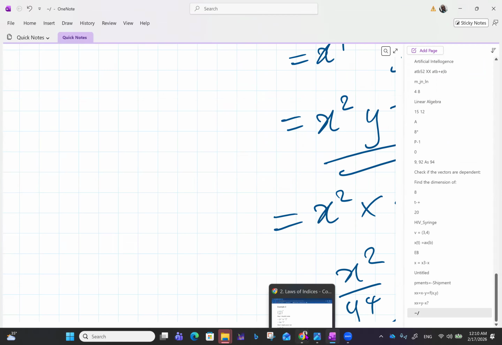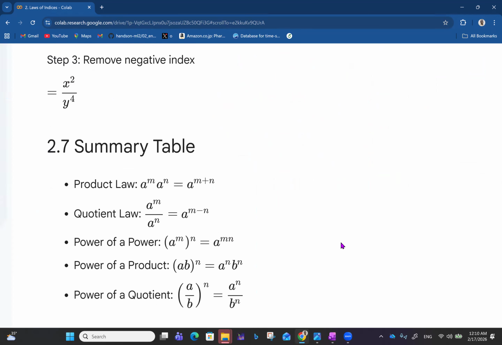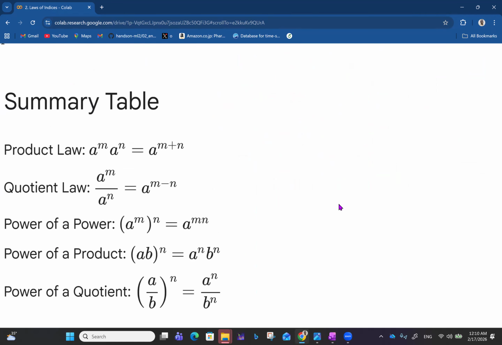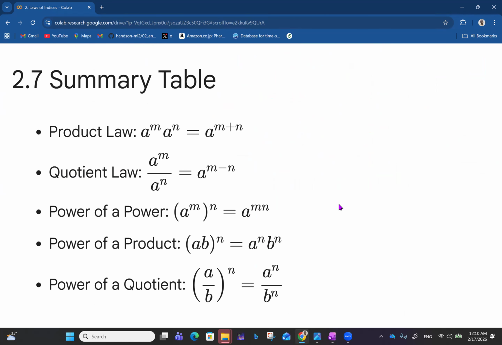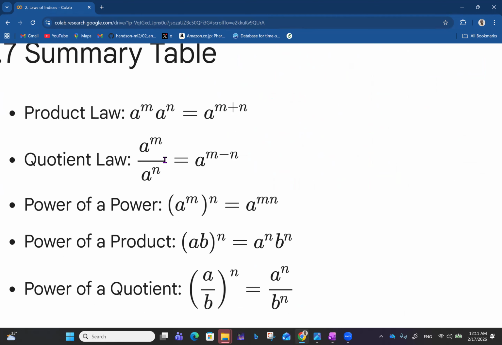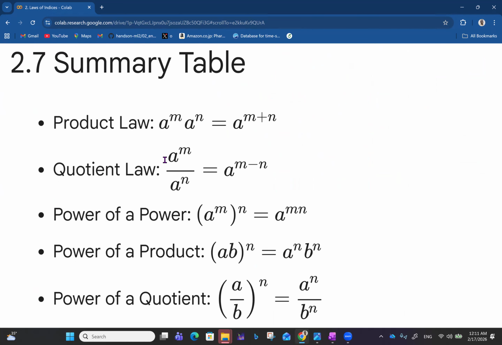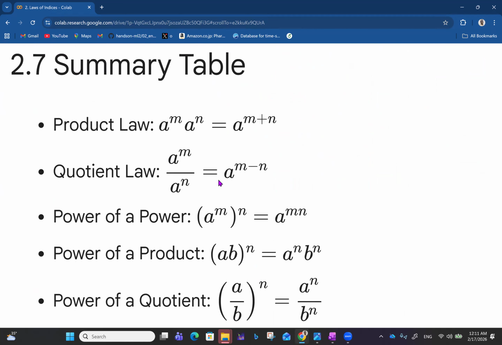So in summary, we see that we have five laws. We have the product law, which tells us that a raised to power m multiplied by a raised to power n is the same thing as a raised to power m plus n. We have the quotient law, which is that a raised to power m all over a raised to power n is the same thing as a raised to power m minus n.